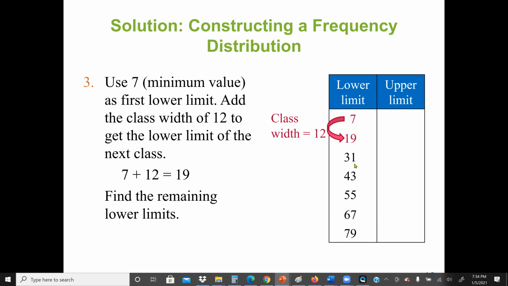So we get 31, 31 plus 12 is 43, 43 plus 12 is 55. 55 plus 12 is 67. 67 plus 12 is 79. So here we have our 7 classes now for the lower limit.